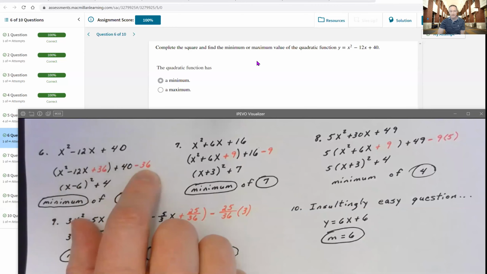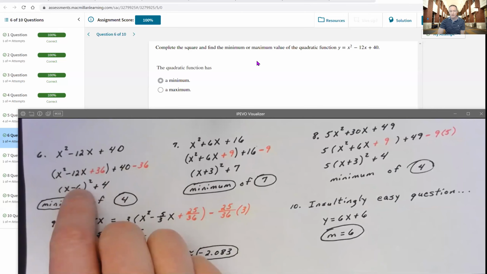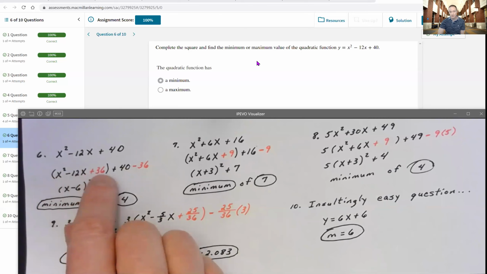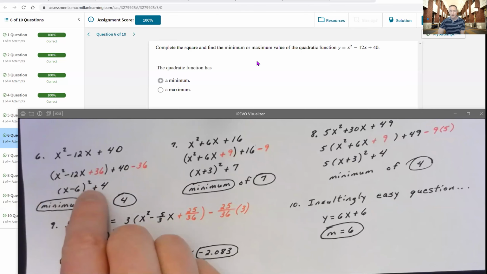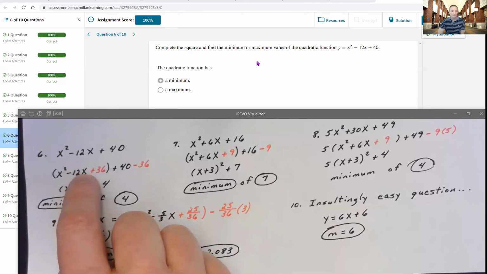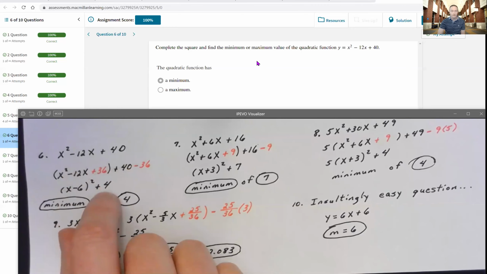36 on the outside. Now, this trinomial written as a binomial squared is always going to be x, and then you always keep this sign, and then you can either take half of this number or the square root of this number. So it's going to be x minus 6 quantity squared. If you multiply it out, x minus 6 times x minus 6, it gives you that trinomial back. Now on the outside, we're going to have plus 40 minus 36 for a plus 4.